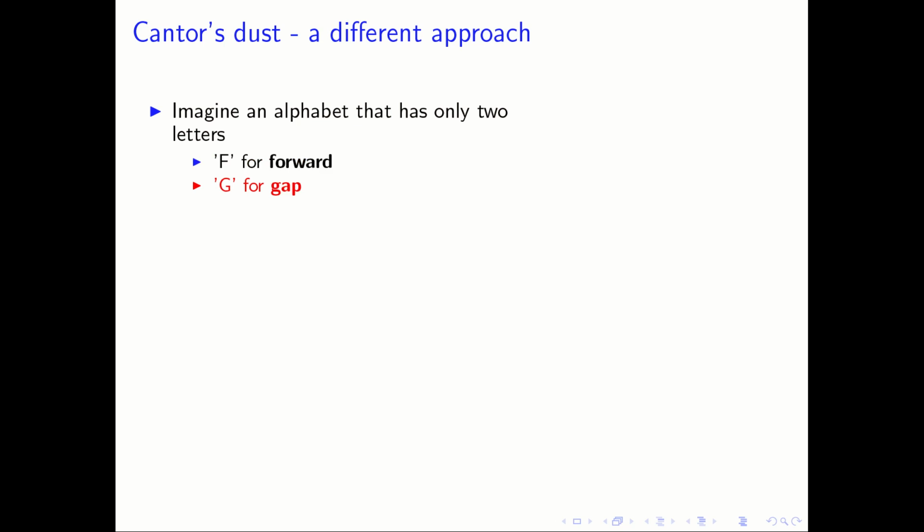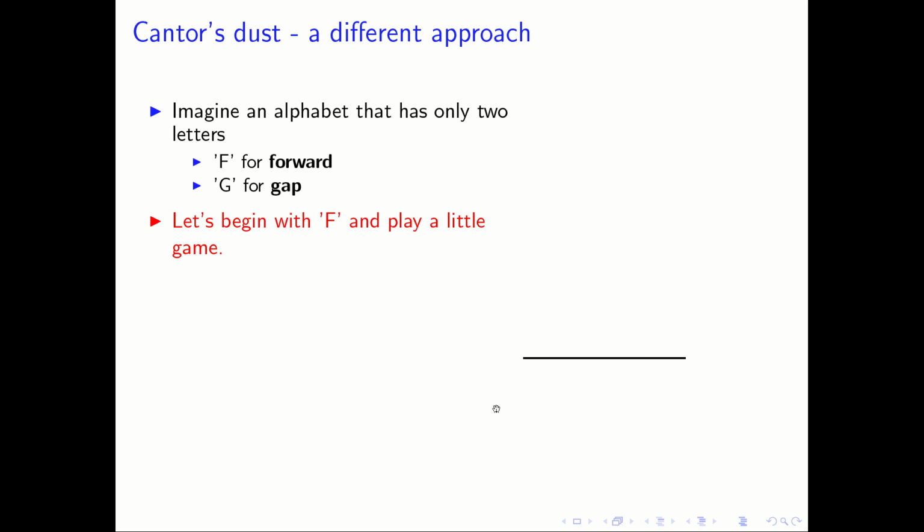So F means you go forward by a length. G means you go forward again, but don't draw a line, leave a gap. So in building up the Cantor's dust, let us play a game. This game is, let's start with one single word. So this word is made out of one of the alphabets, just F. Now, of course, F means go forward. So this is what F means in our picture.